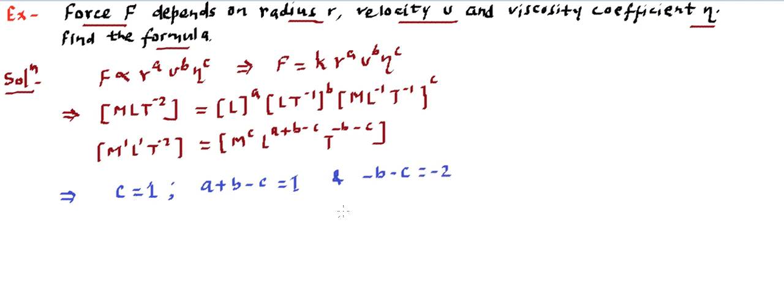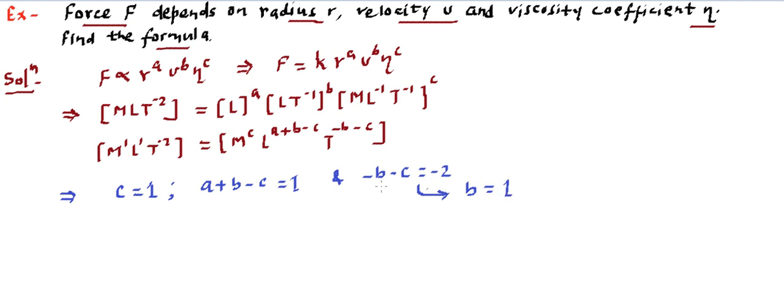We got c equal to 1, and we can place it in the third one. From here we can find out what b is going to be. If c is replaced as 1, this becomes minus 1, it goes there, so it becomes again minus 1, so b comes out to be 1. So from here we are getting b as 1.